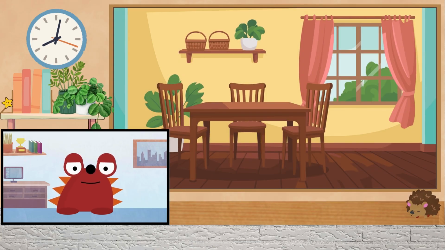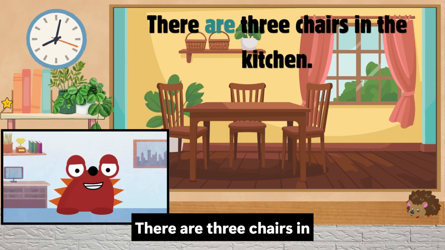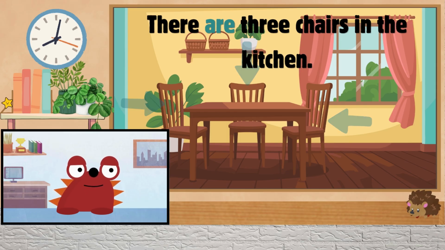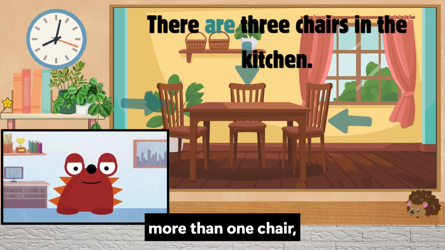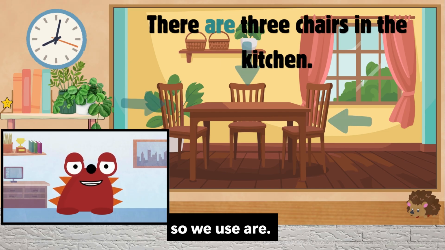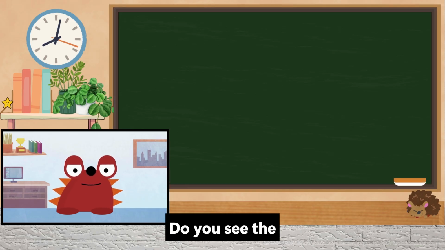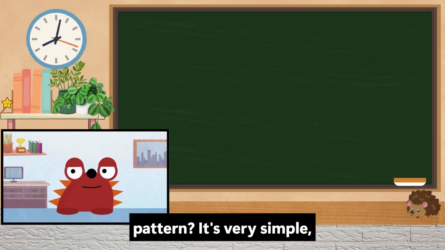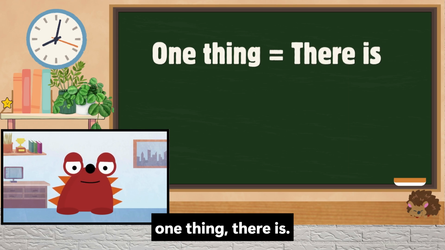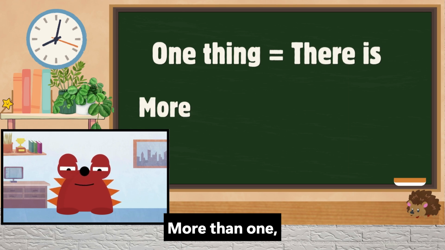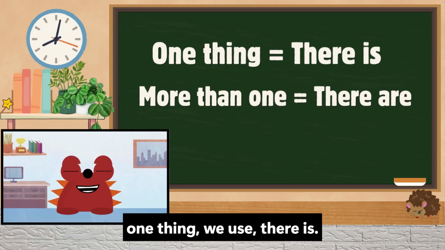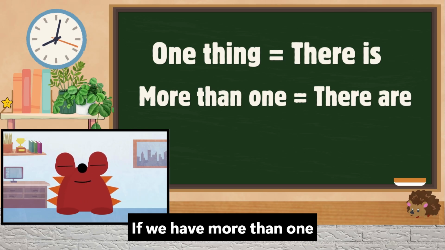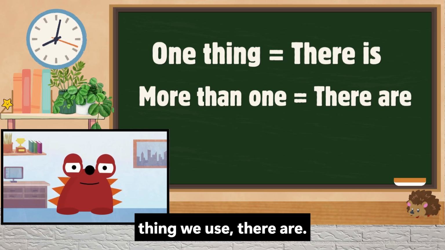Now look. There are 3 chairs in the kitchen. There are 3 chairs. More than 1 chair. So we use are. Do you see the pattern? It's very simple. One thing, there is. More than one, there are. If we have just one thing, we use there is. If we have more than one thing, we use there are.